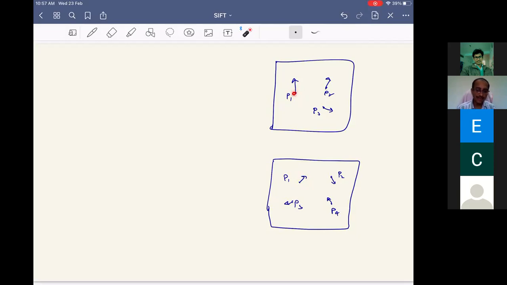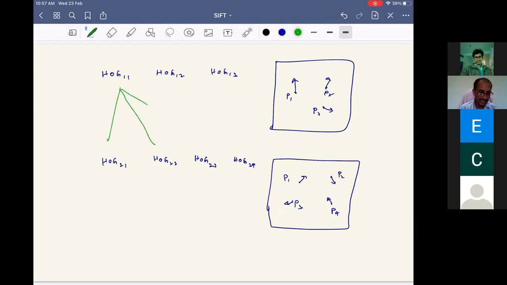To do that, we may establish a matching or a correspondence. Say you have descriptor HOZ 1,1 for image 1, point 1, HOZ 1,2 for image 1, point 2, and HOZ 1,3 for image 1, point 3. Similarly here, HOZ 2,1, HOZ 2,2, HOZ 2,3, HOZ 2,4. Now what I need to do is perform all the combinations of matching and see which is the nearest neighbor, which is a good match.